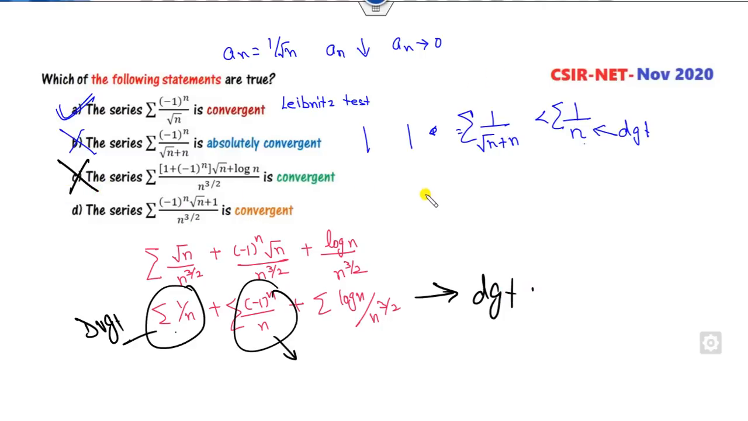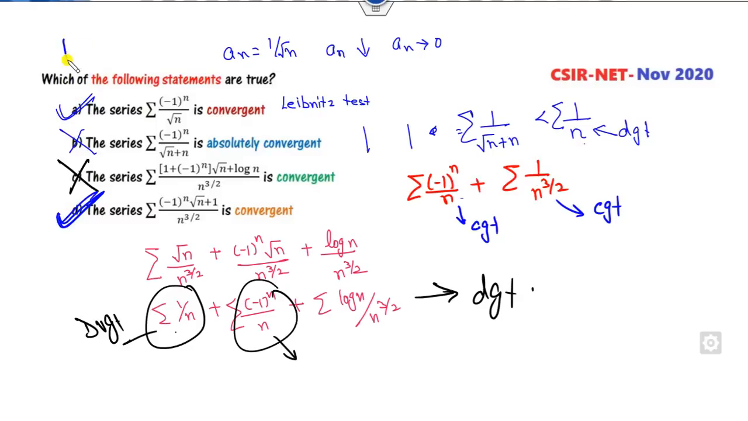Look at this one again. I can open this summation. So it is minus 1 raised to power n, factorial here, plus n raised to power 3 by 2. Now clearly this is convergent by the p test, and this is convergent by the Leibniz test. The sum of two convergent series is convergent. So the right answer is A and D are the correct answers.